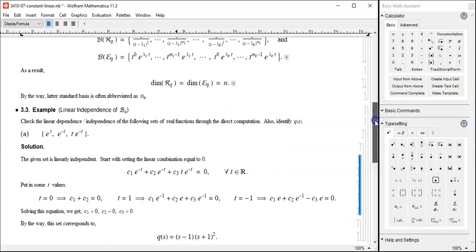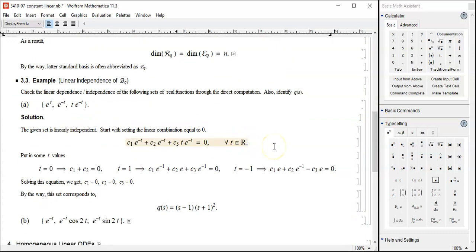As for the proof of linear independence, tedious but not difficult. Set up a linear combination, C1 e to the positive t power, C2 e to the negative t power, and C3 t times e to the negative t power. And then plug in t equals 0 first, and then this one will drop out. You get this equation. Plug in t equals 1, then this is going to be e to the 1 power, and that should be e to the negative 1 power.